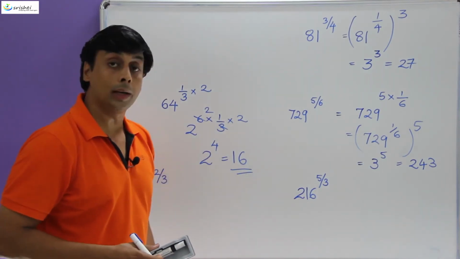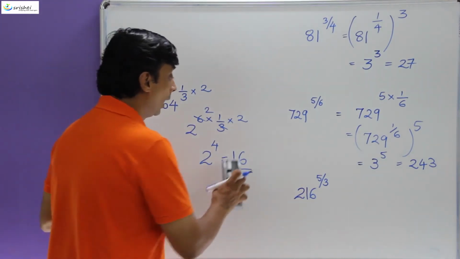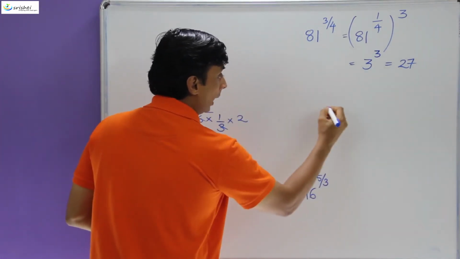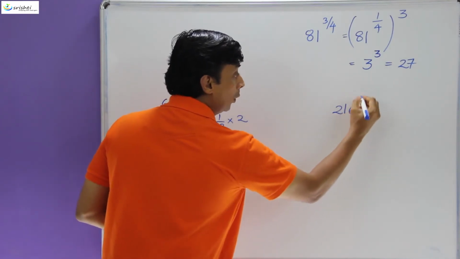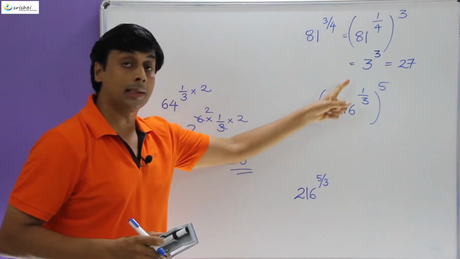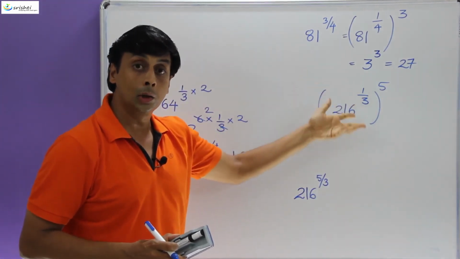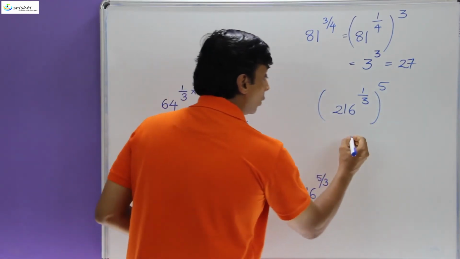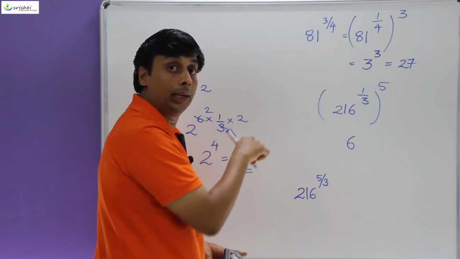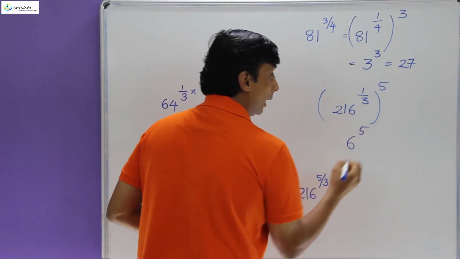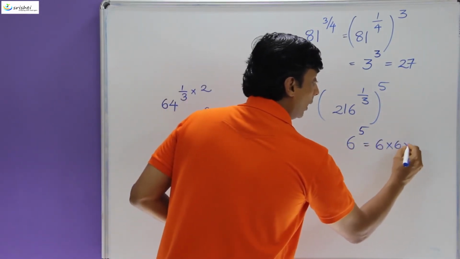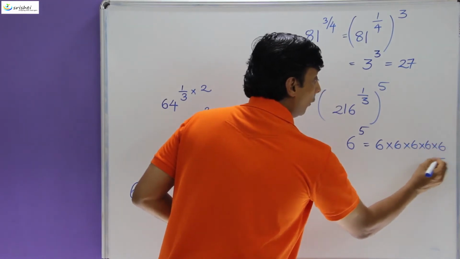Now how will you solve 216 raised to 5 by 3? I will split the power 5 by 3 as 216 raised to 1 by 3, the whole raised to 5. So what does 216 raised to 1 by 3 mean? It means the cube root of 216, which happens to be 6. If you prime factorize 216 and make groups of 3, you will get the value as 6. So this becomes 6 raised to 5. And now you can calculate this. This would basically mean 6 multiplied with itself 5 times.